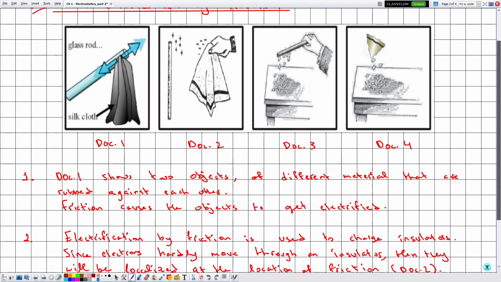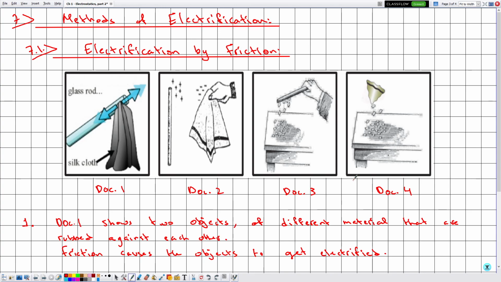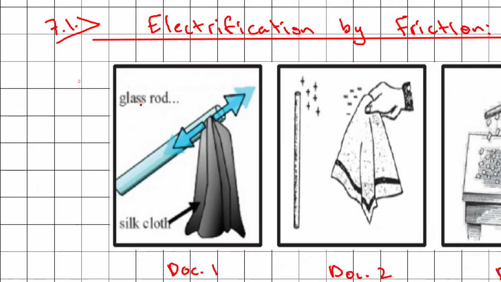So first of all, let me repeat from the beginning the main ideas of this section. So we are talking about electrification, and the first method of electrification is the electrification by friction. Now we bring two objects of different materials. One of them is the glass rod, and the other is the silky cloth, and we rub them, and by that one of them is gonna become positive. Both of them are gonna become charged.